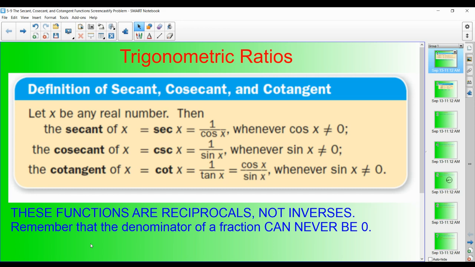So the secant is the reciprocal of the cosine function, the cosecant is the reciprocal of the sine function, and the cotangent is the reciprocal of the tangent function. So we're going to see a lot of the same numbers, except our fraction is going to be flipped. And once again, the denominator of a fraction can never be zero, so if the denominator happens to be zero, then our function is undefined.